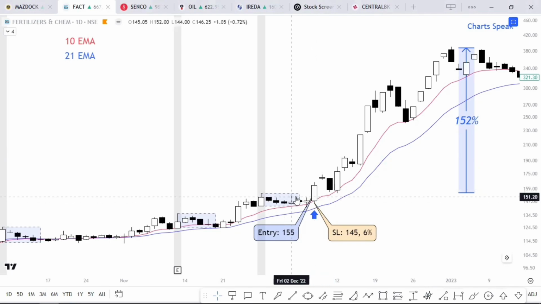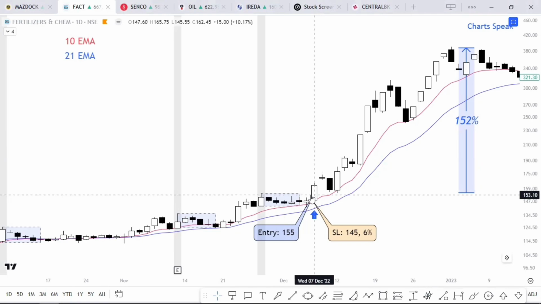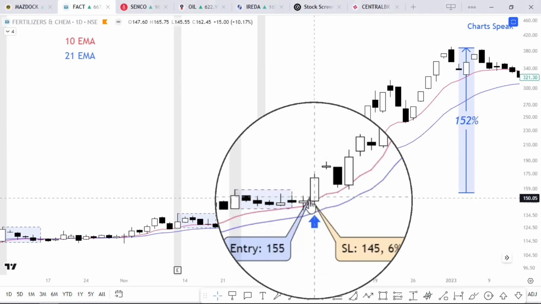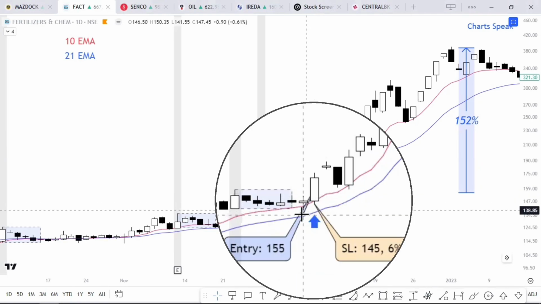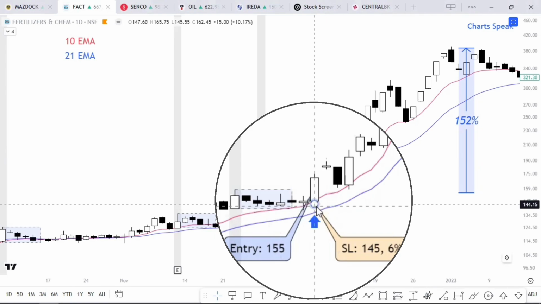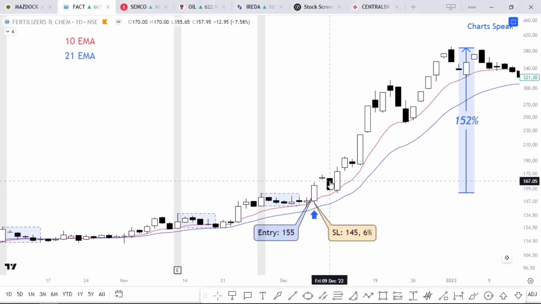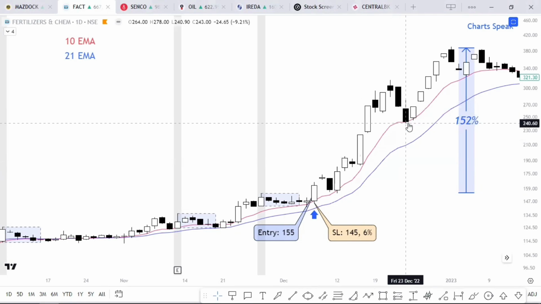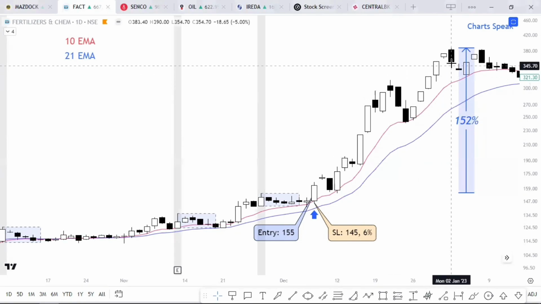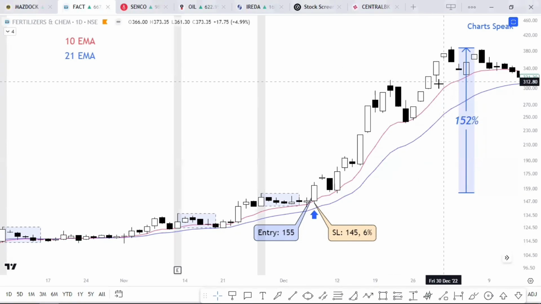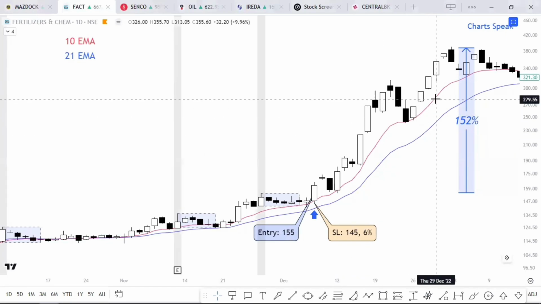Entry can be above 155, and if you want to keep a tighter SL, then the stop loss can be placed near the low of the breakout candle. After the breakout, the stock hit the 20% upper circuit back to back, and then it pulled back to its 10-day moving average and started moving up again. It delivered more than 150% in a month.